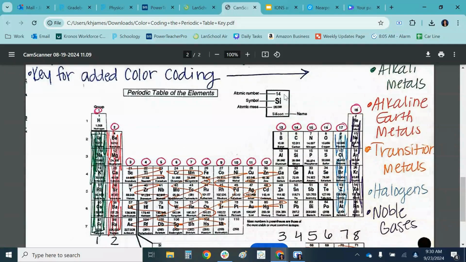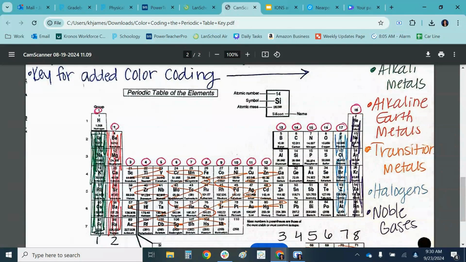Also, the atomic number is going to be the number of protons and electrons. So silicon, for example, has 14 electrons and 14 protons. The symbol is always going to be the abbreviation of the name of the atom. The mass is going to be the number of protons plus the neutrons, the sum of them.